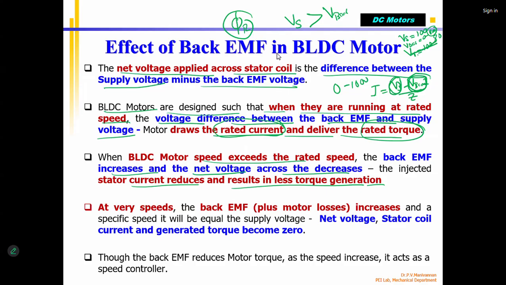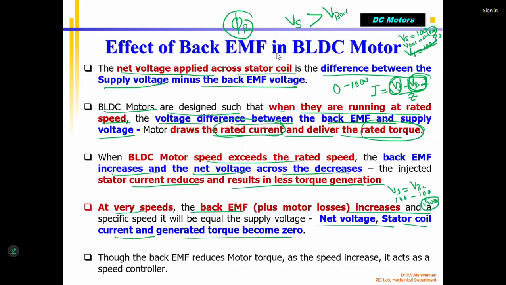If the motor speed goes around 1200, that is above this, the back EMF will become 100. So that's what happens. At very high speed, the back EMF increases because of the high speed, and the net voltage and the stator coil current all will become zero because the back EMF will be equal to the supply voltage. Correct? Vs will be equal to V back EMF. So this is 100, the back EMF also 100 at 1200 RPM. Note that down. Correct?